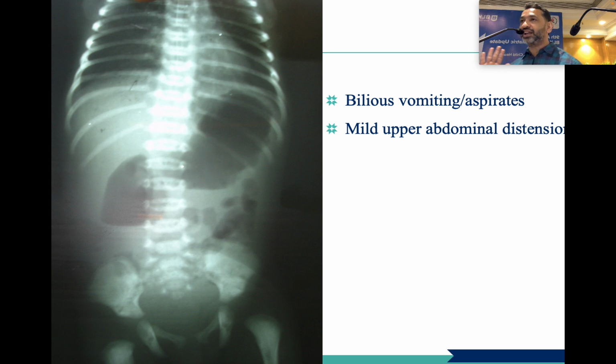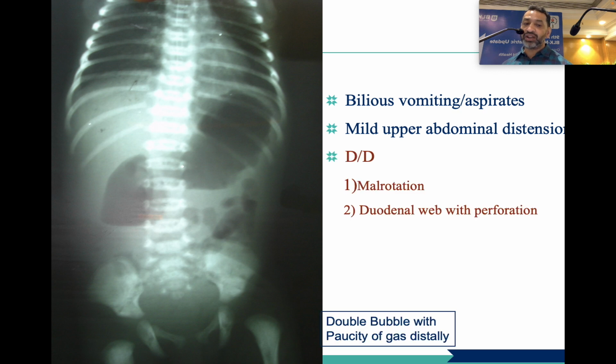Now here there is a slightly different presentation. Till now we have seen that the child presenting with bilious vomiting has an almost gasless abdomen. But here what you're seeing is that there is a double bubble sign, but also there is some gas. Although there is a paucity of gas, there is some patchy gas pattern seen distally. So such a presentation usually goes in favor of intestinal malrotation. And this is a very important finding which should never be missed, because intestinal malrotation should be considered a true surgical emergency, because the child can land up in intestinal volvulus and should be operated on as soon as possible. Also, such a picture you can get in patients with duodenal web with perforation.